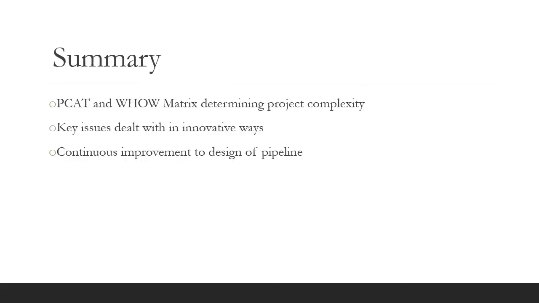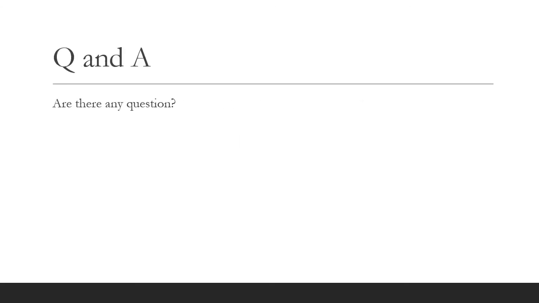In summary, using the complexity diagnostic tool PCAT and WHAL matrix, we have determined that the Trans-Alaska Pipeline is a complex project. The PCAT model provided an objective perspective that determined the project had high levels of technological emergence and internal and external system complexity. Additionally, the WHAL matrix was used in a subjective manner that identified the Trans-Alaska Pipeline project as a Type D complex project. Furthermore, the key issues emerged by complexity in the Trans-Alaska Pipeline project were dealt with in innovative ways, where the design of the pipeline was constantly improving to cater to stakeholders and the environment. That concludes our presentation.